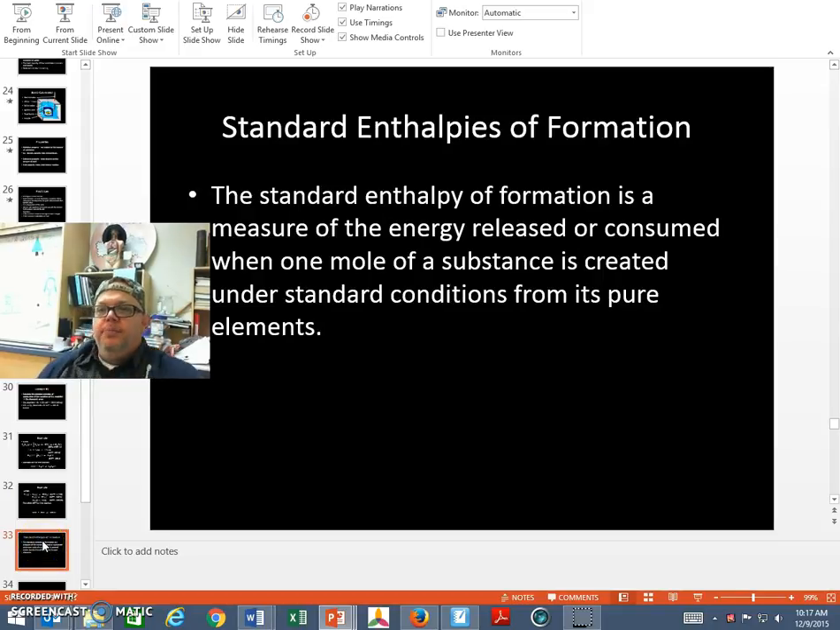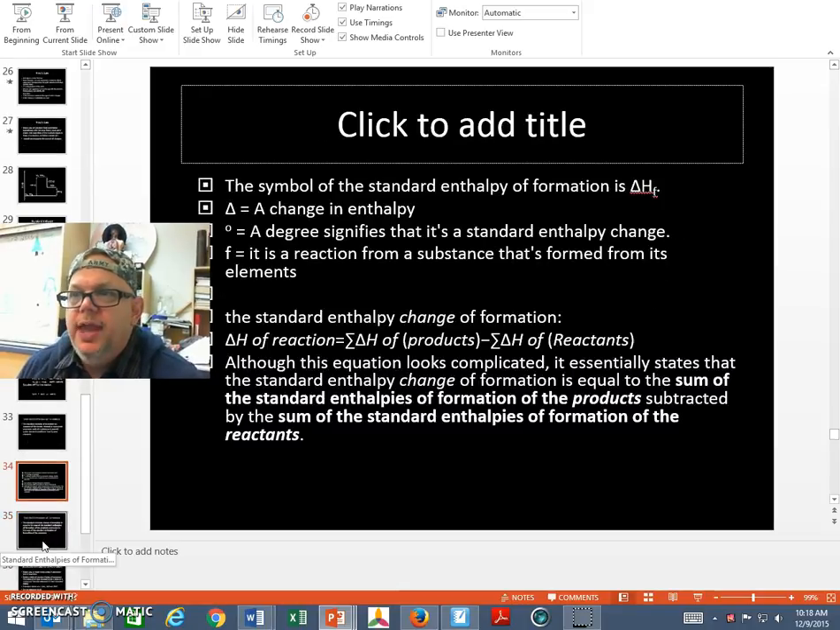Standard enthalpy of formation. It still has Hess's law. It's just that with standard enthalpy of formation, instead of looking at the individual steps of the reaction, we just simply say, this is how much enthalpy it's going to take to form 1 mole of H2O or 1 mole of C2H2. That's basically it.